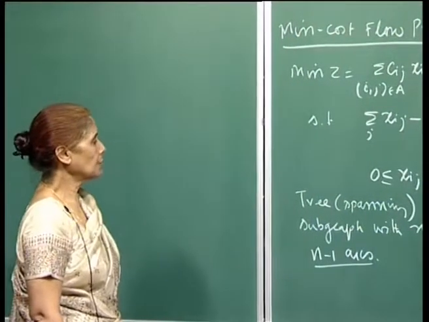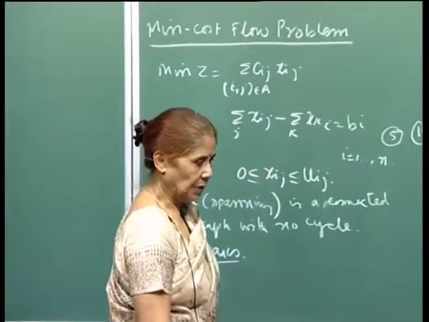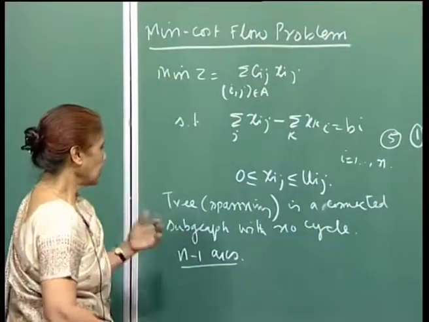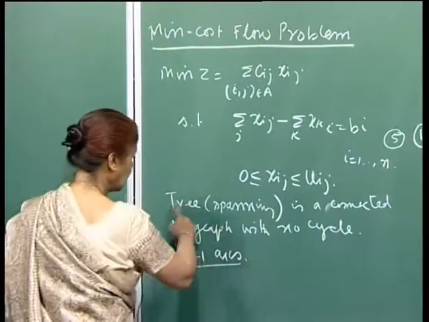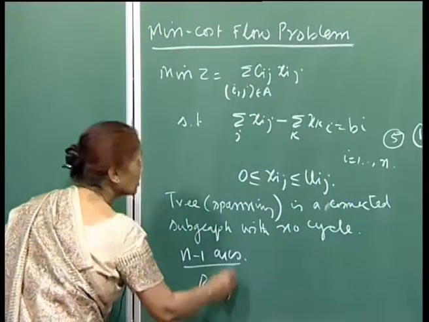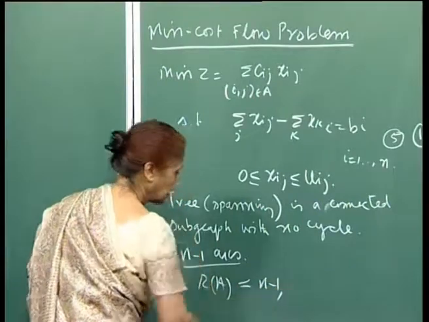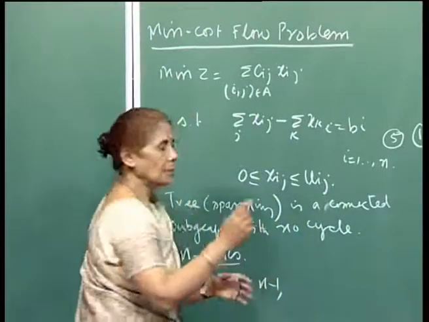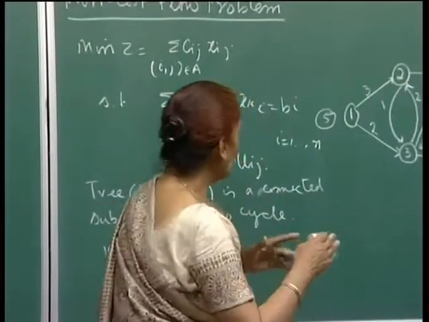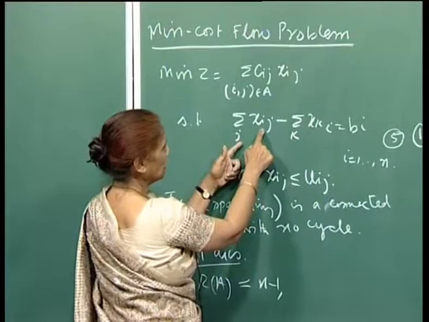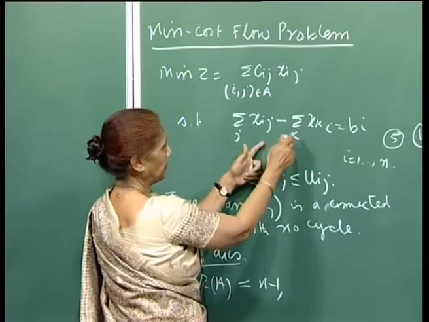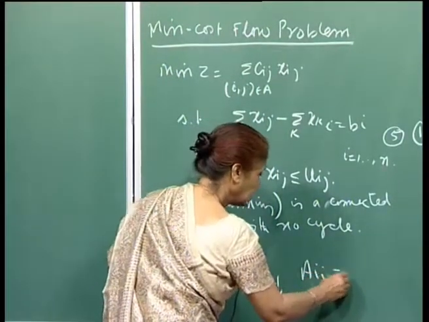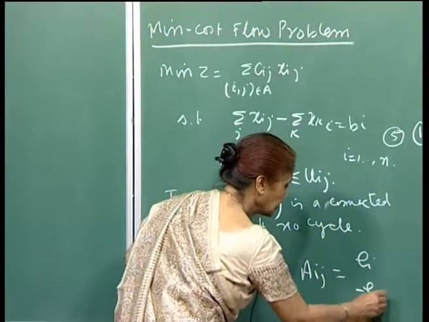Here again, we can see that the simplex algorithm gets simplified because of the structure, and yes, n minus 1 arcs, because the rank of the coefficient matrix is n minus 1. It's the same structure as the transportation problem, where your columns were ei, ej. Here, if an arc ij appears with a plus sign, then for the jth node it will appear with a minus sign. So here your aij would be ei minus ej.